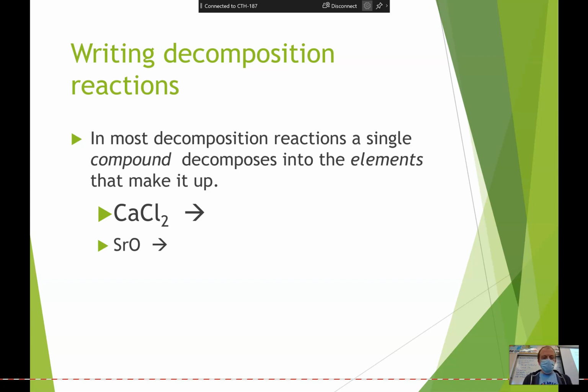So you're literally just looking at the thing, breaking it apart into its elements. If it's diatomic, put a subscript 2 on the thing. If it's not, don't. So again, same rules. We have to write every substance in the reaction correctly first.